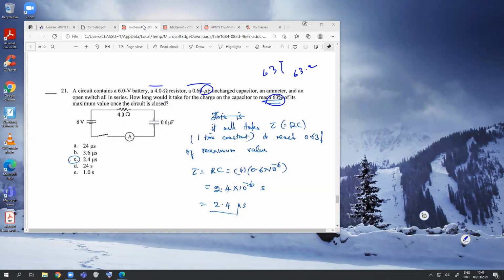So you should memorize this, okay? Mega is 6, micro is minus 6, mega is plus 6. Then giga. Giga is 9. Yeah, that's right. Thank you. Right. Okay.